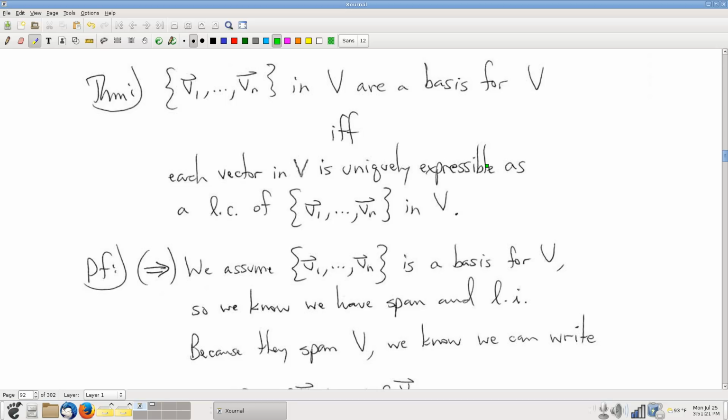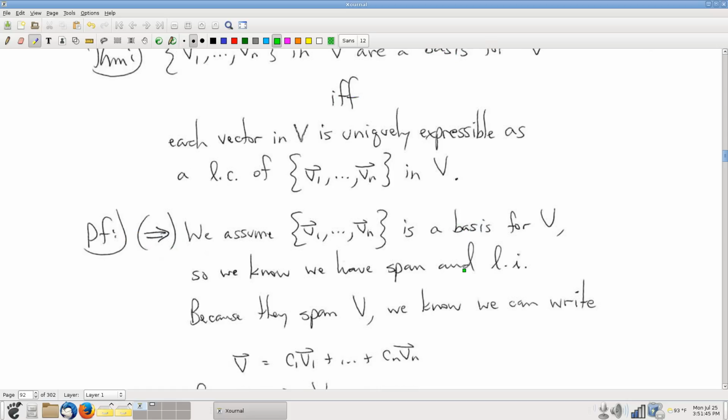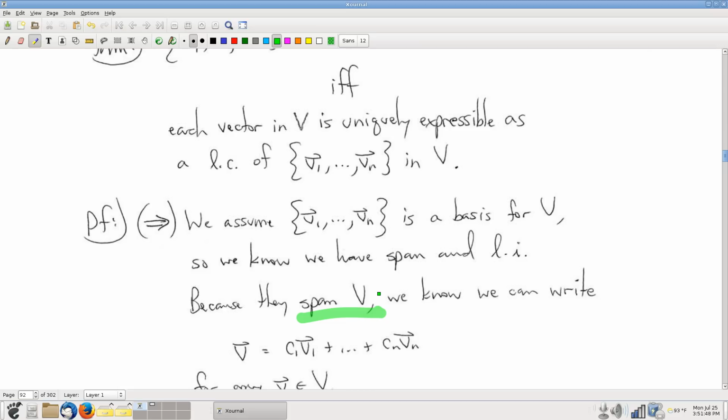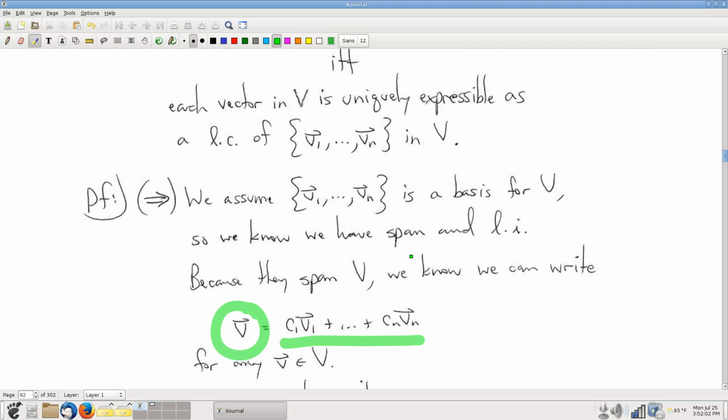Okay, so let's see why this is true. Again, you'll notice this is an if and only if, so we have to prove two different things. We'll start off by proving this. So in other words, we are assuming now that our collection of vectors is a basis, and I need to show that every vector is uniquely expressible as a linear combination of those vectors. Well, the span requirement gives me half of that. I know that every vector in the vector space can be written as a linear combination of those vectors, because that's what it means for a collection of vectors to span. So the uniquely expressible is what we want to worry about now.